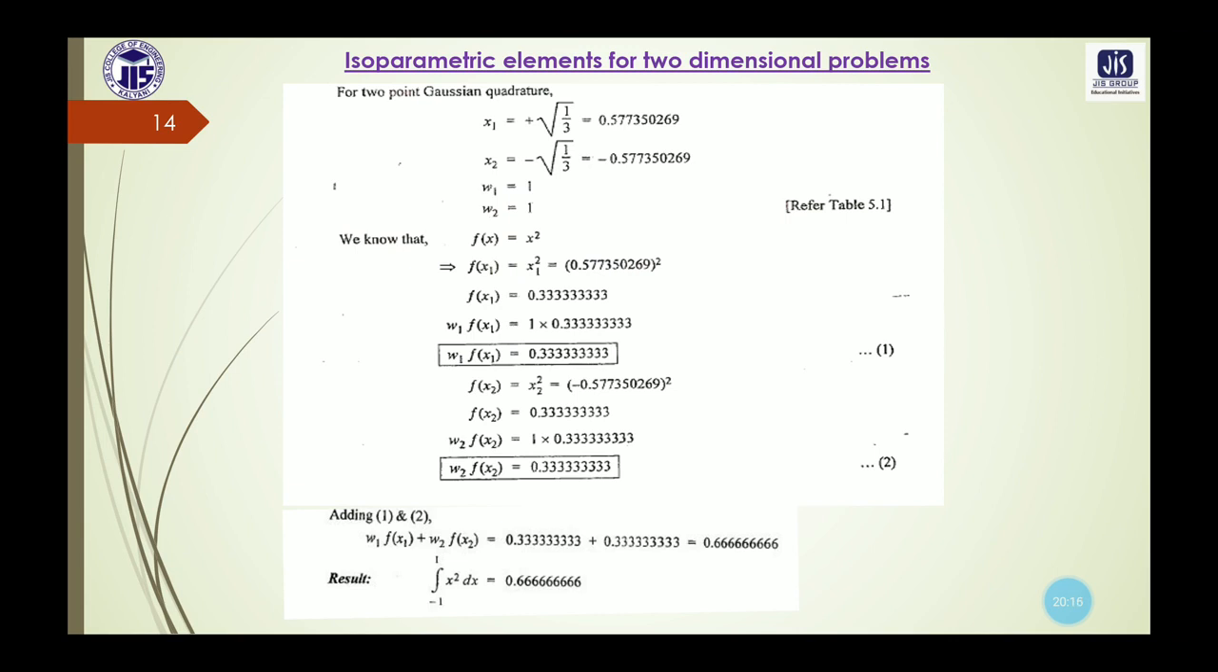Now in a similar manner, we need to calculate the value of fx2. So this is actually x2 square, and the value of x2 is given from the table, which is minus root under 1/3. The value we are getting is the same as fx1, so this fx2 is coming as 0.333. Now as the value of w2 is 1, w2 into fx2 will also be the same, which is 0.333, and it is our equation number 2.